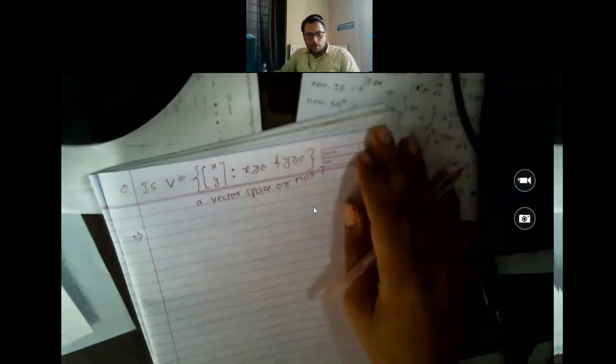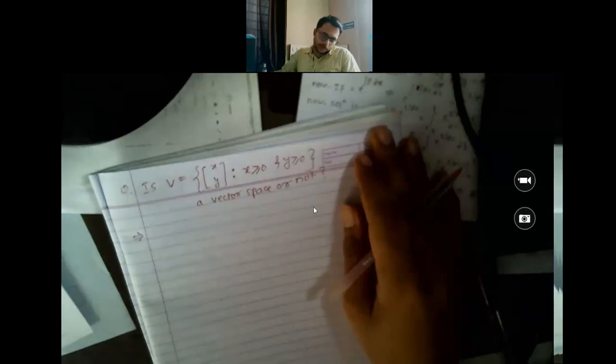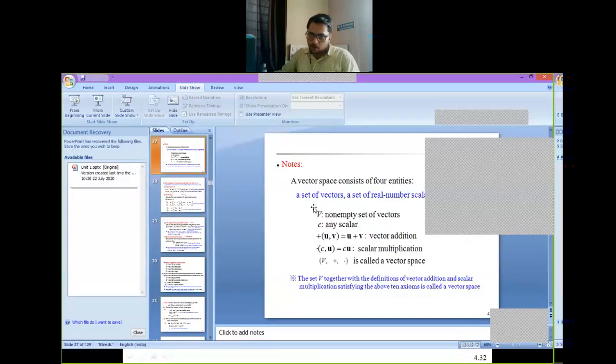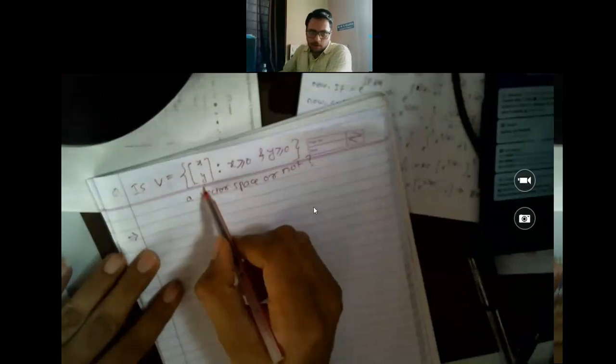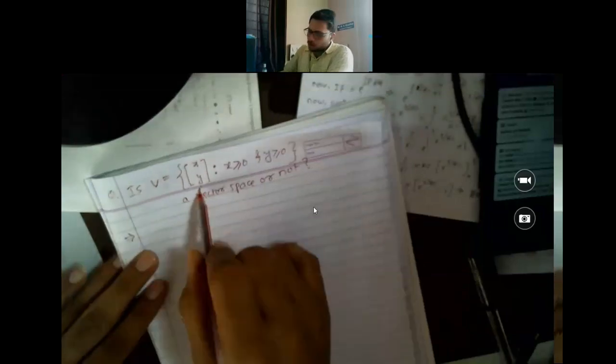V has an element which is having x and y, defined in a manner such that x is greater than 0 and y is also greater than 0. Correct, Anurag, but not perfectly correct. Yes, Amol, very correct. It is showing us that we have two components which are only having positive values.